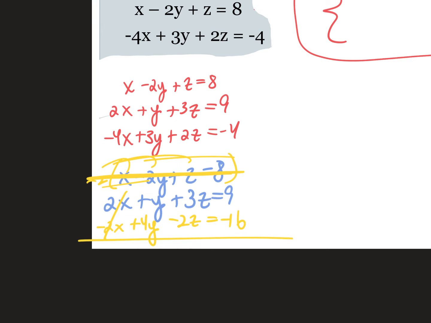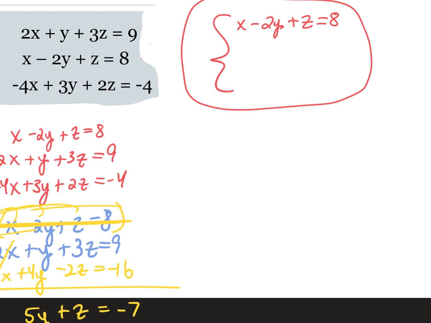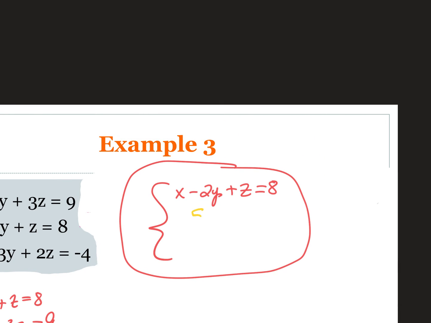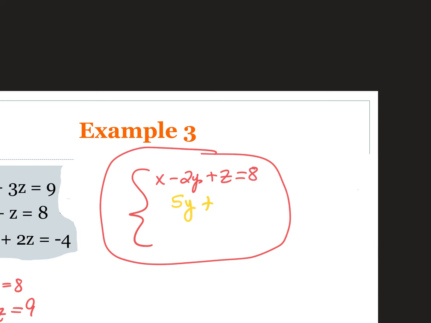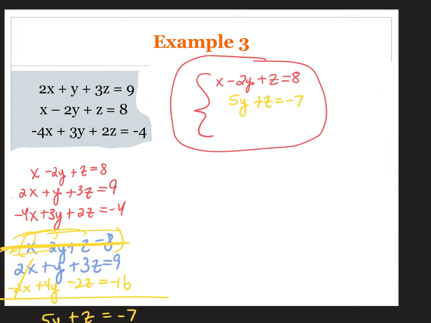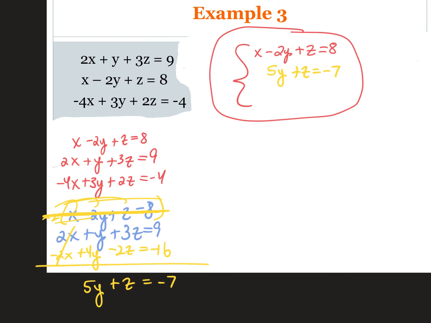What's 1y plus 4y? 5y, good. What's 3 minus 2? So just 1z equals negative 7. Okay, good. So my second equation is 5y. Is it plus or minus? Plus z equals negative 7. So now I'm going to take the first and the third.